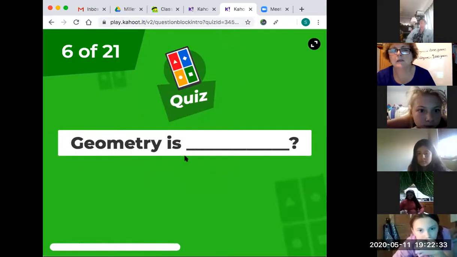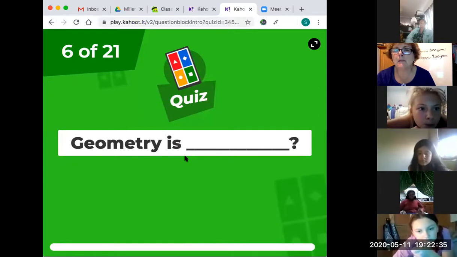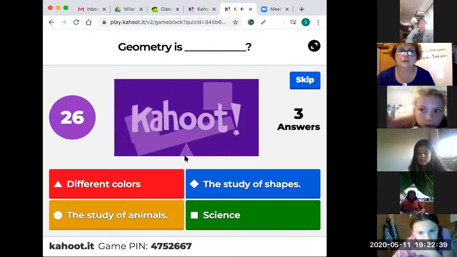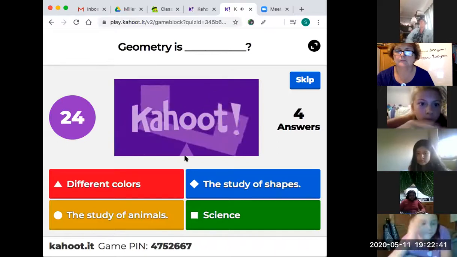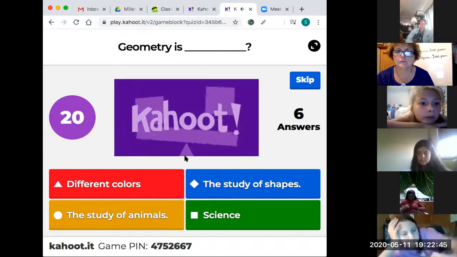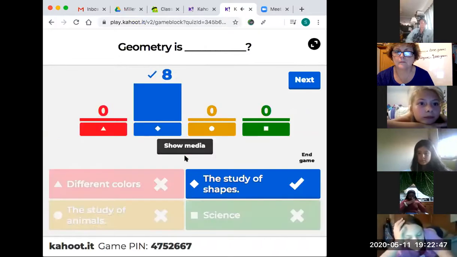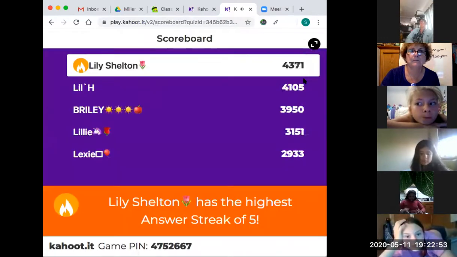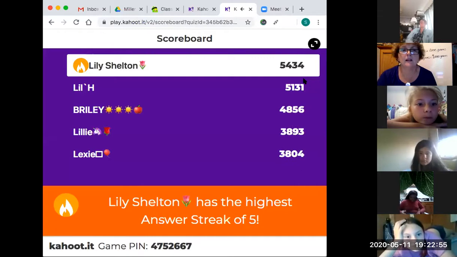Number 6, geometry is blank. What is geometry? It is the study of shape. That is exactly right. Good job. Everyone got that one. All right, we still have Lily Shelton and Havoc in our top 2.